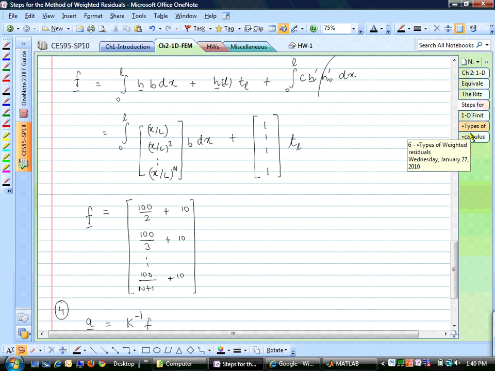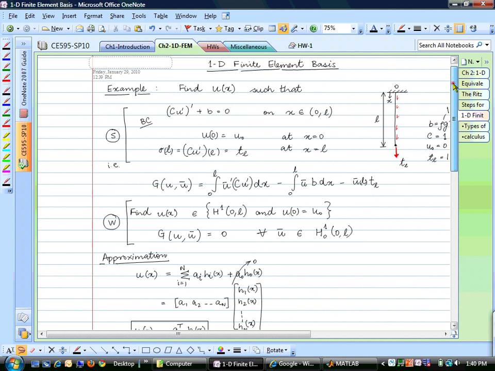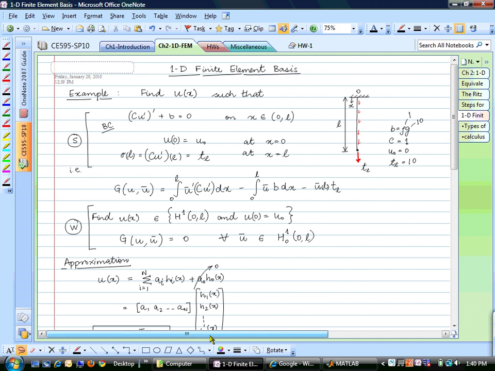What I'm going to do today is take another example. It's the same problem that we are trying to solve, but we'll choose a different approximation basis.